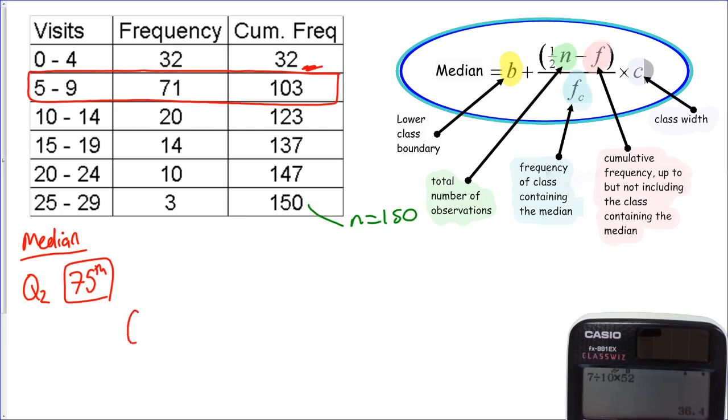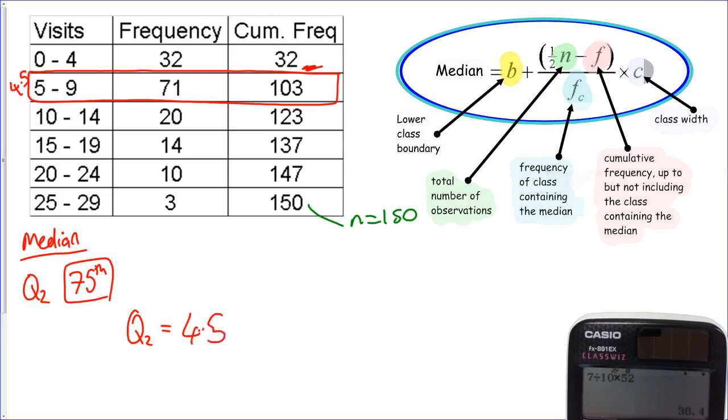So we write down our median, Q2, is the lower bound of this class. The lower bound of this class is actually 4.5, because this is the dividing line between 4 and 5, so we've got 4.5.